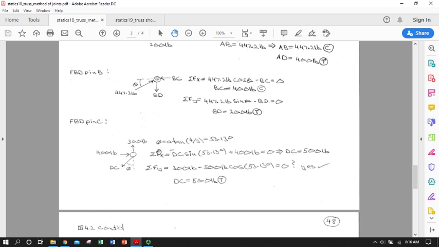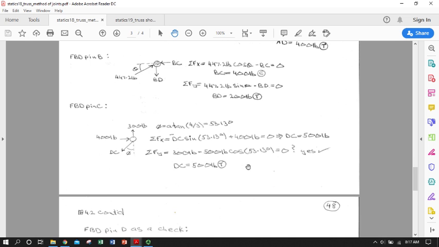So again, sum of the forces in the x. We have DC sine of 53 in the negative x direction plus 400 pounds equals 0. So that gives me DC as being 400 pounds in positive, which means it's in the assumed direction, which means it's in tension. So that's actually the highest force that we've seen so far for a member. So it's definitely carrying the highest load. I can do a partial check by plugging in the y component of DC and making sure it equals 300, which it does. So I got one check there.